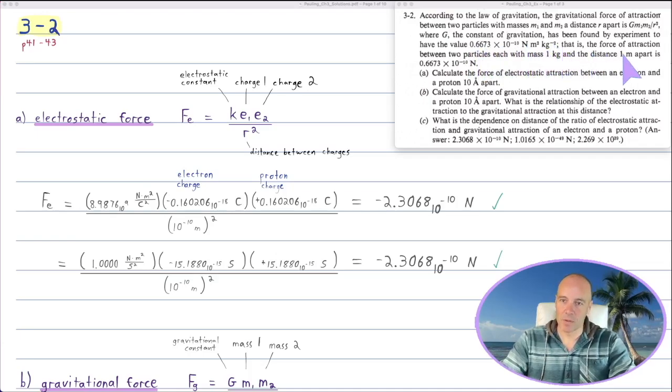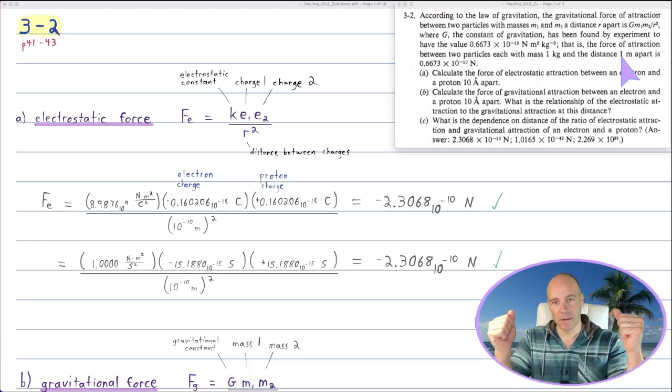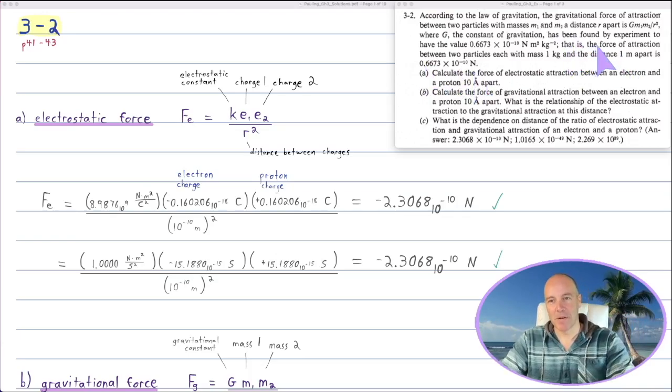That is, the force of attraction between two particles, each with mass 1 kilogram and distance 1 meter apart, is that many newtons. This last part is just saying if you plug a 1 for both of the masses as well as a 1 for the distance between them, the calculation is trivial and you simply calculate that many newtons.